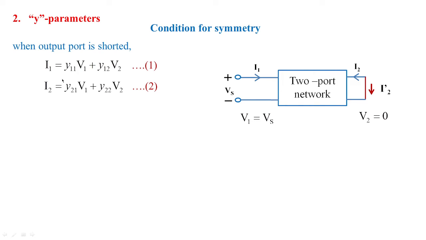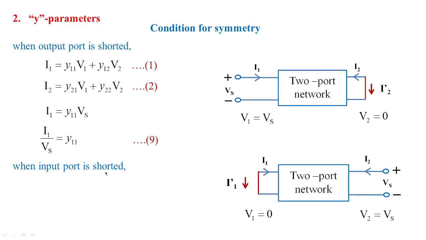So these are the standard things which we have already assumed. Now when you substitute the values of V1 is equal to Vs and V2 equal to 0 in equations 1 and 2, you are going to get I1 is equal to Y11 Vs, such that I1 by Vs is equal to Y11. Now this is the ratio of input current to input voltage, and that is obtained as the admittance parameter Y11.